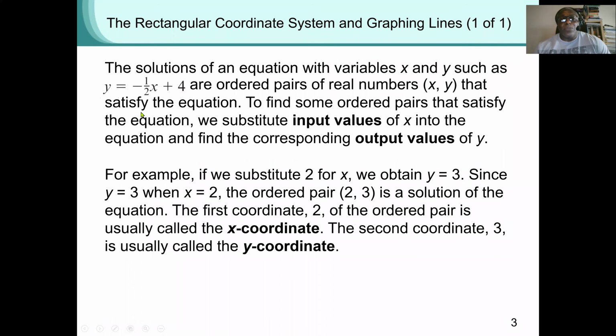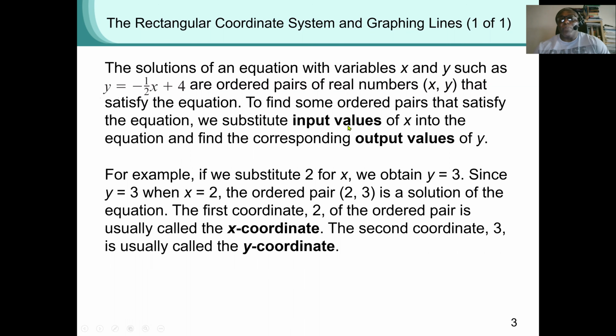So here we have an example: the equation y equals negative half x plus 4. Now we say the solution of an equation with two variables x and y, such as y equals negative half x plus 4, is an ordered pair of real numbers x and y that will satisfy the equation. So for example, if we have a value of an input x, we should be able to find the value of y. And any point has a pair of real numbers, x and y.